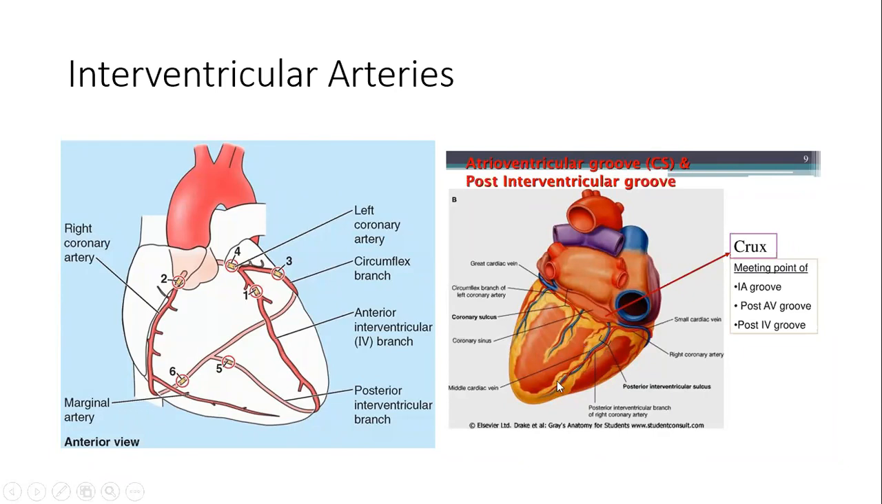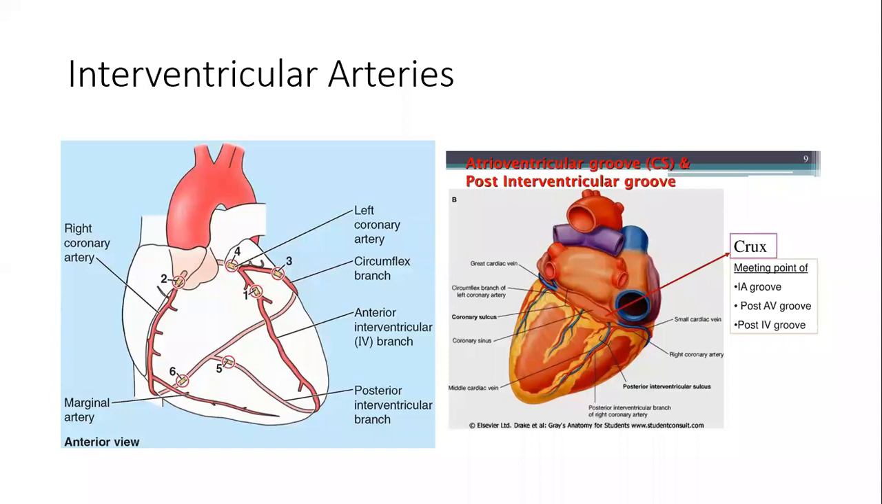This posterior interventricular artery ends by anastomosing with the anterior interventricular artery that in most of the cases arises from the left coronary artery. So you can see, particularly in this diagram on the left side of the slide, the two interventricular arteries, anterior and posterior, are anastomosing near the apex of the heart. Both of these arteries, for you as students of anatomy from examination point of view, are very important.